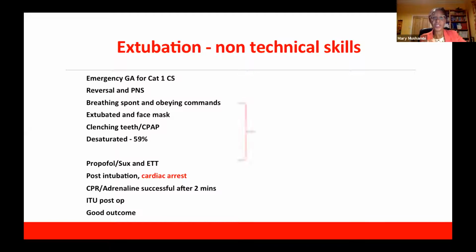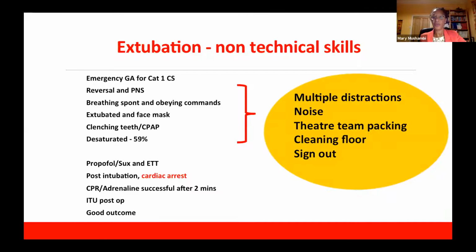What I want to concentrate on is this period. What do you think was going on in the operating theatre when the anaesthetist was starting to reverse the patient and extubating the patient, and when things were starting to go wrong? This is what was going on. Multiple distractions. There was noise in the theatre. The theatre team were cleaning the floors, packing the instruments away, shouting sign out.